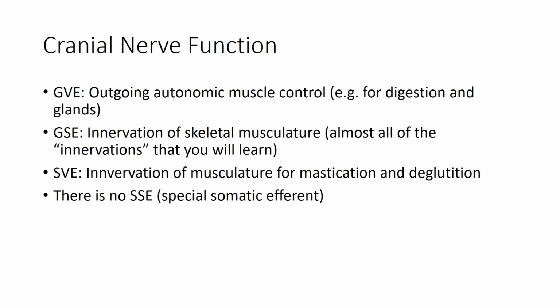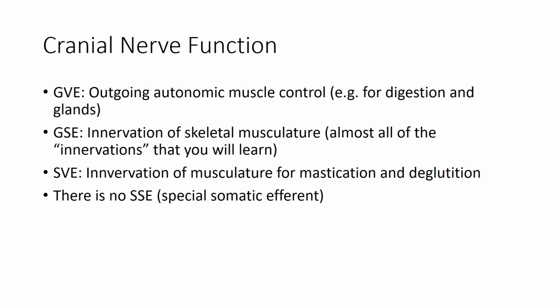Our general visceral efferents would be outgoing autonomic muscle control, so things like control of the smooth muscles in digestion, control of the salivary glands. Our general somatic efferent would be innervation of our skeletal musculature, so this is going to pretty much be all of the innervations that we learn when we talk about the different muscles that make speech happen.